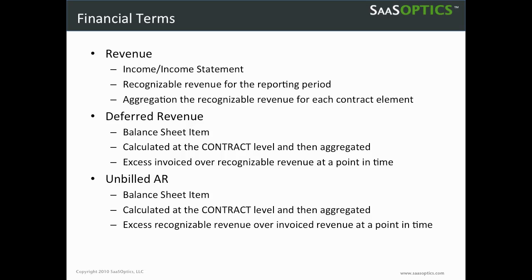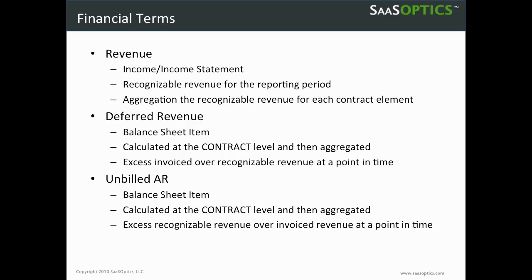Now, what makes this a little more complicated is the deferred revenue calculation is done at the contract level, not at the element level. So you look and you say, well, let's look at our contract. What revenue across this contract is recognizable, and what will be invoiced across this contract? And we determine whether it's deferred revenue or not, and then we aggregate those and put them in our balance sheet.